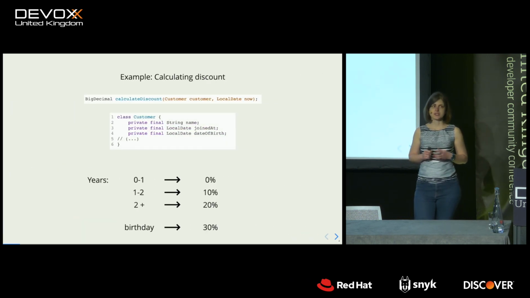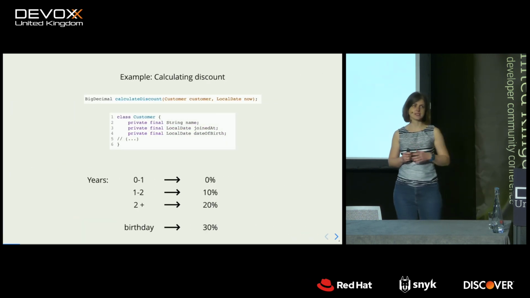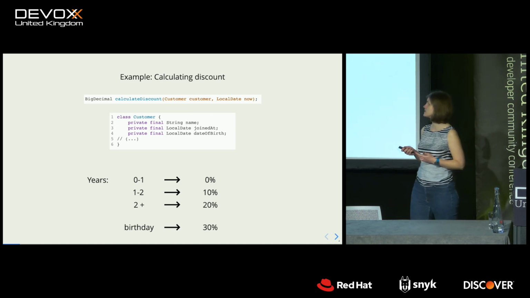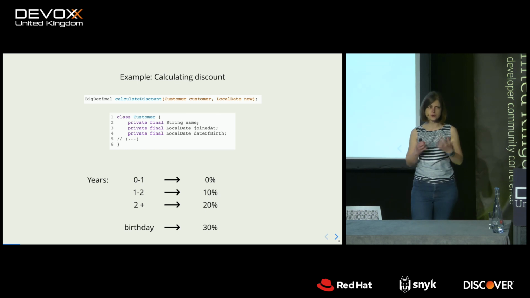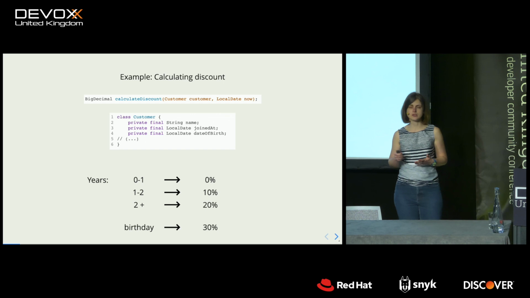So let's start with an example. Let's say that we are trying to test a method called calculate discount, which calculates the discount in our system for a customer given the local date. And the customer class is, as you see here, the customer has a name, the date when they joined, and their date of birth. And the algorithm inside our production code is that if the customer is with us for less than a year, they don't get a discount.